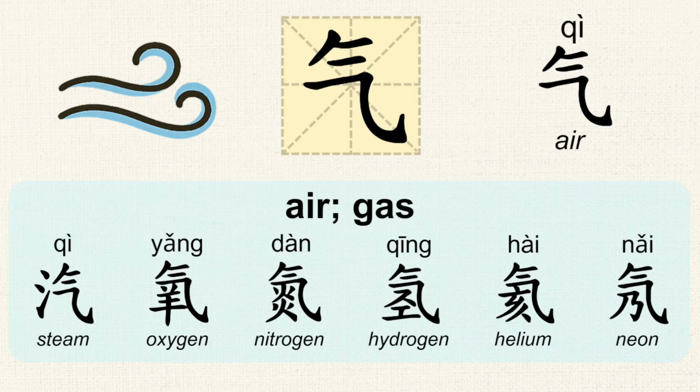By far the most common place to find the qi radical, however, is on the periodic table of elements, where every single gas uses this radical. What's under the radical is just the phonetic component, mostly approximating the first syllable of the English name of the element, with a few exceptions. You see 5 examples of them here. If you want to know more about the characters on the Chinese periodic table, there's a cool video I've linked below.